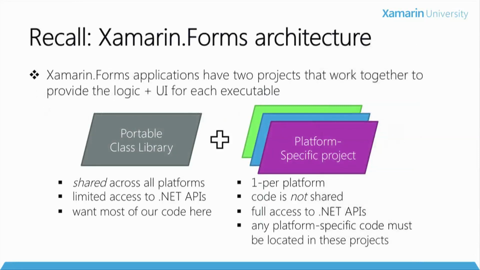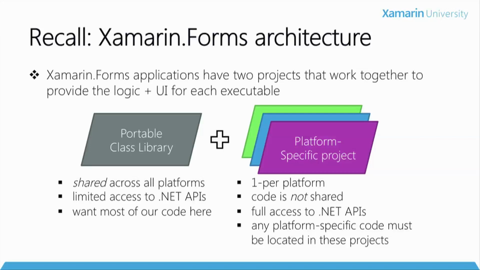Let's quickly recall the Xamarin.Forms architecture. Each of our apps is made from two components. We have shared code, that is in a portable class library. In there we find our UI and we find our business logic. And then we have at least one platform-specific project. These are the actual applications that we will deploy.